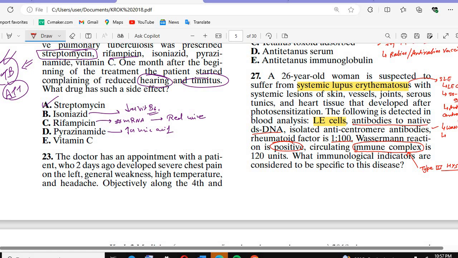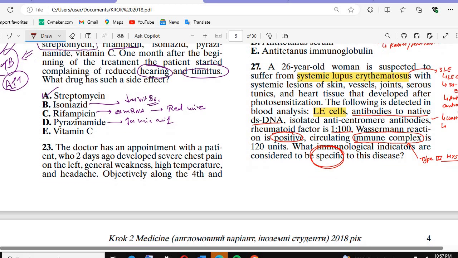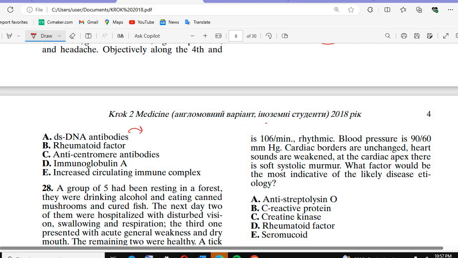So what immunological indicators are specific to this disease? Remember, the anti-centromere antibody is not the specific antibody. The double stranded DNA antibody is the specific antibody for SLE.